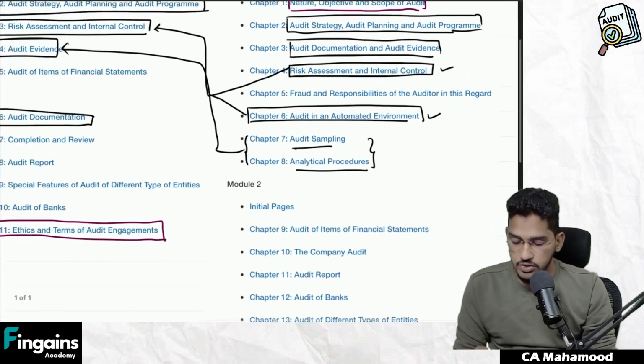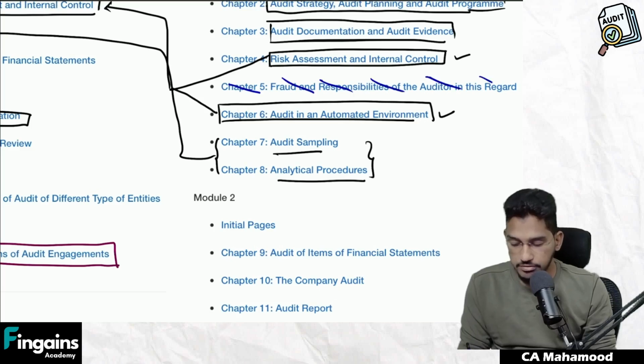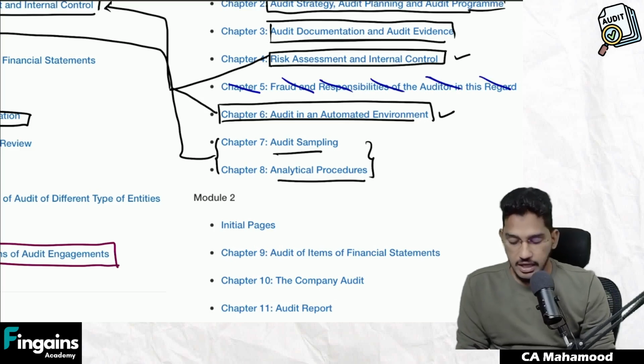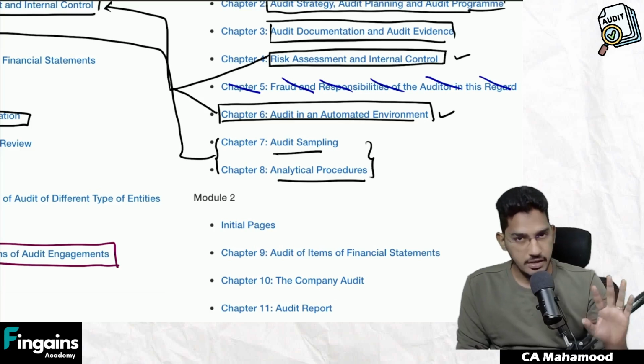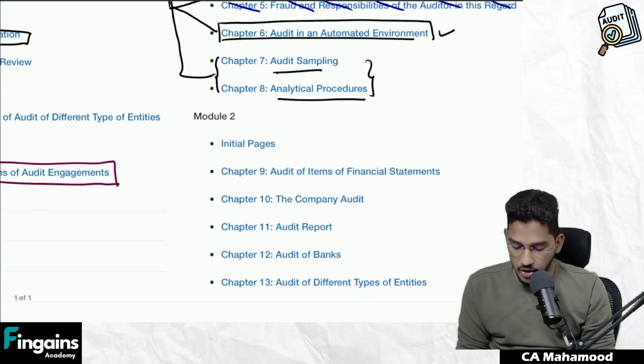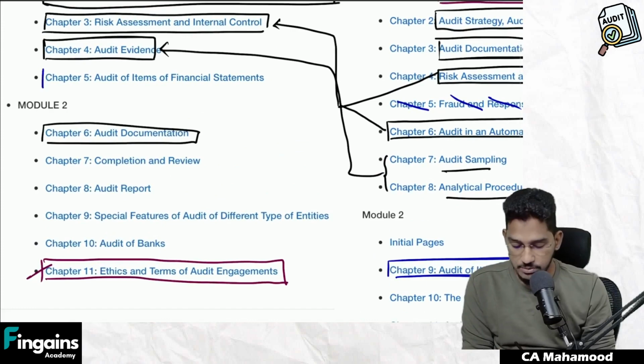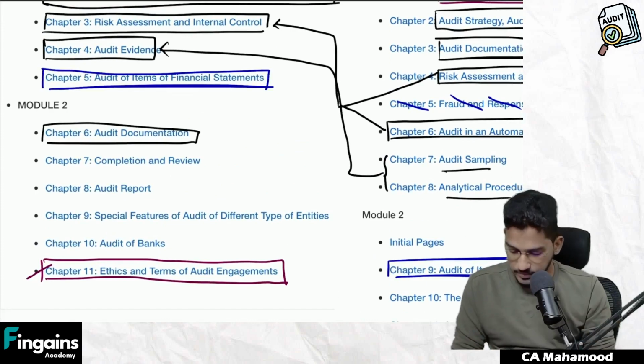Then fraud and responsibilities of auditor: in this regard, we are not able to find this content. Under the old scheme, we used to have this chapter, fraud and responsibilities of auditor. Now we don't have this chapter under the new scheme. Then talking about the remaining content, audit of items of financial statements, this chapter remains the same as it is. Under the new scheme also we have the same chapter. There is no change here.